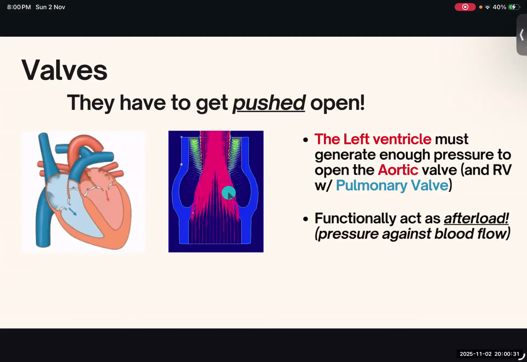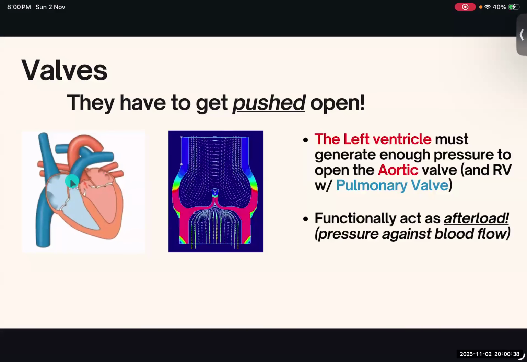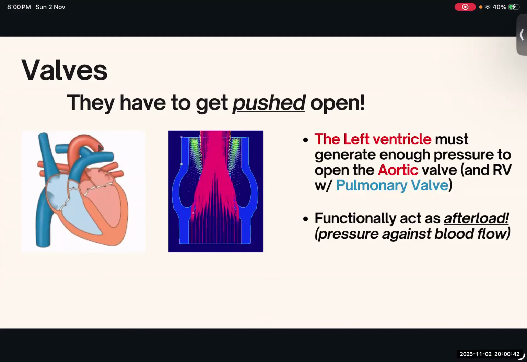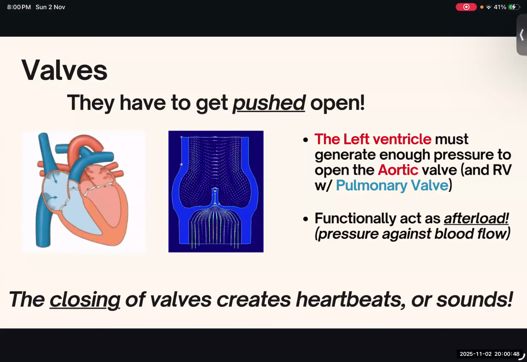Now, functionally, the valves act as afterload. Why is that? Because they are barriers against the movement of blood outside of the chamber, okay? And this is going to be very important once we talk about pressure volume loops later.